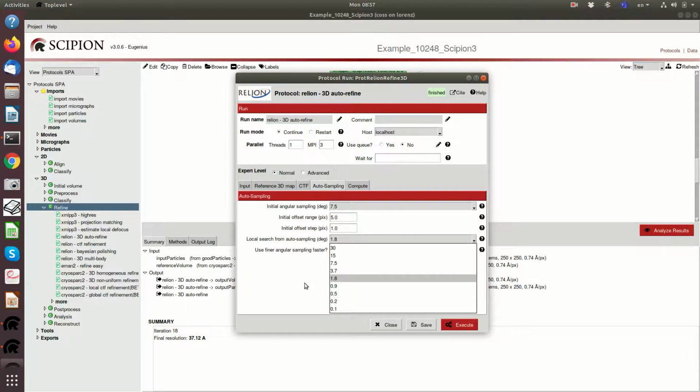This is the same, the sampling in degrees. So it starts with this initial sampling, and then it does only a local search when it reaches this level of 1.8 degrees. So from 7.5 to 1.8, in principle it is doing global searches of the angular assignment, and this also can help a lot to constrain the search of shift in this case.